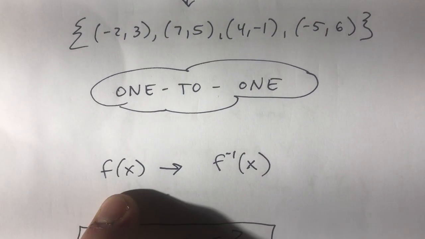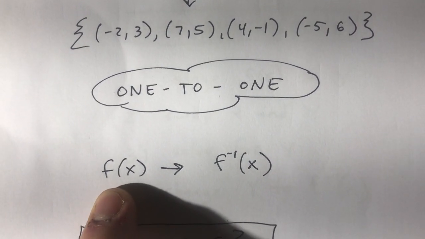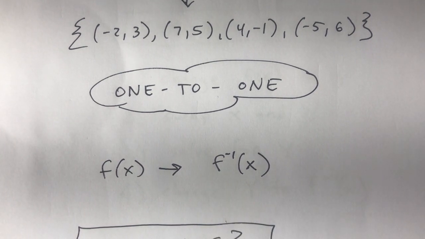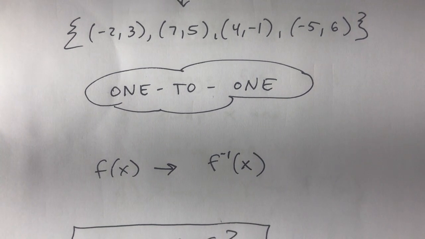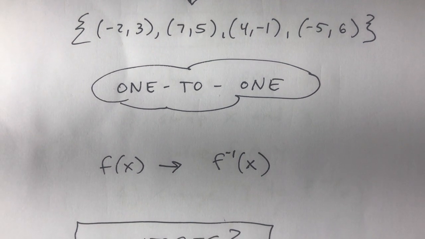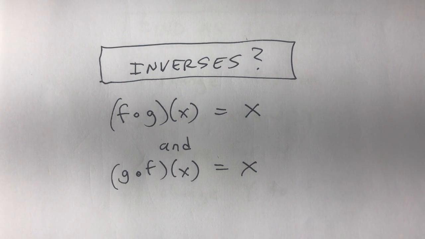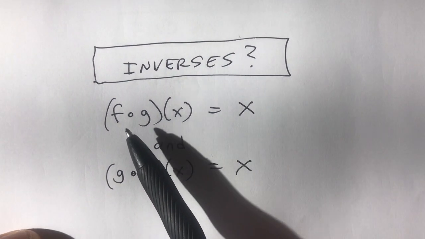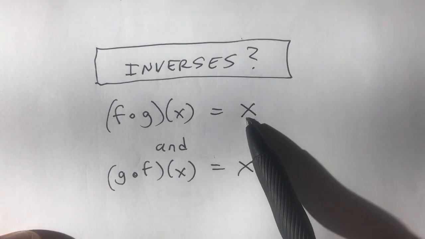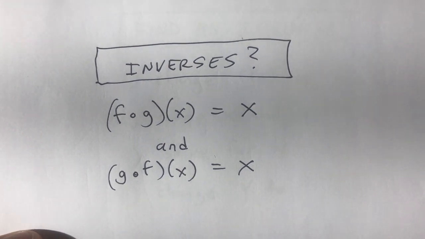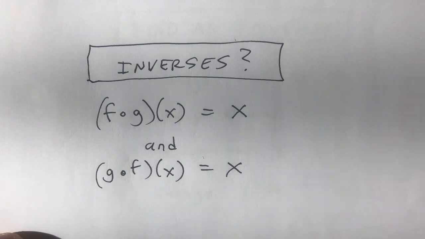All right, this is the notation. This is a function, and this is the inverse function. Okay, so that's what the notation looks like. And then, of course, we'll look at how to determine if two functions are inverses. If you do f of g of x, you should get x. And if you do g of f of x, you should get x. And that tells you they're inverses. So we'll look at that in a minute.